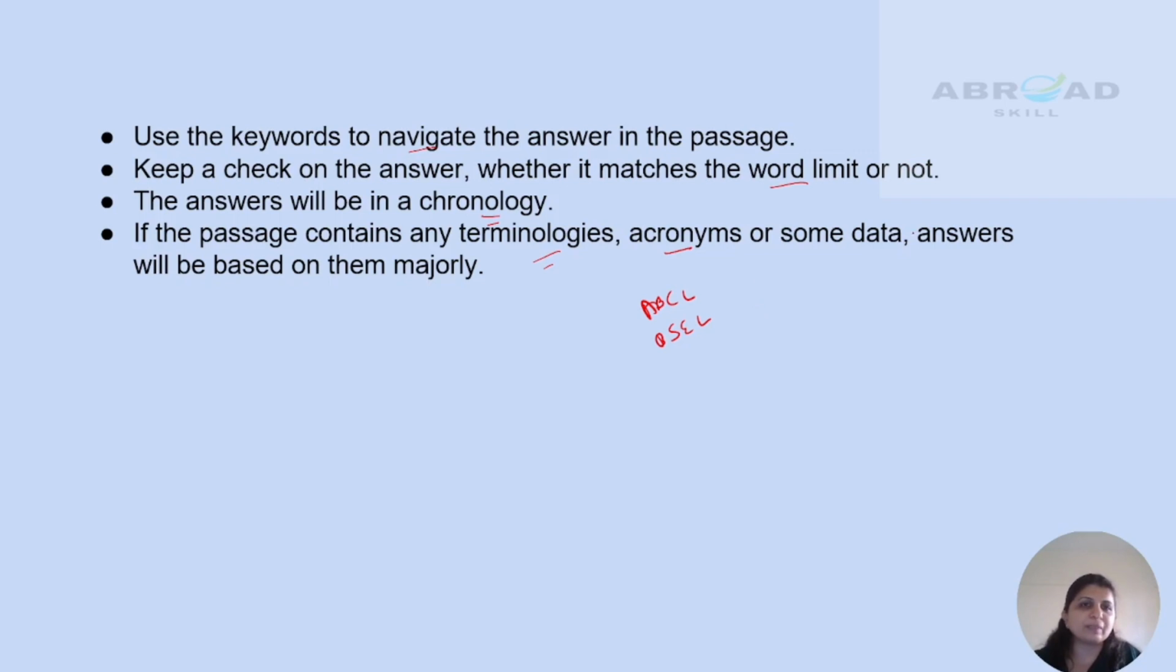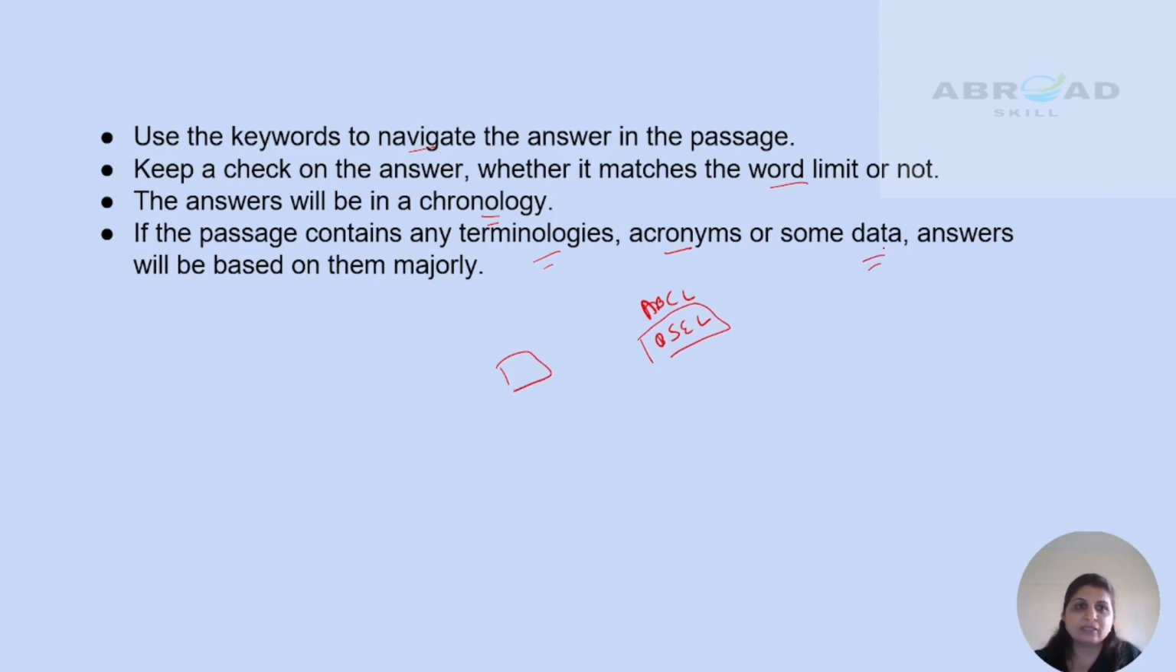So suppose, for example, in the statement, it is mentioned that BCEL had some forgery done in the last few years or something like that. So you know what is BSEL or BECL, whatever it is, based on the passage. You'll be able to locate the acronyms. So that becomes pretty much easy, right?